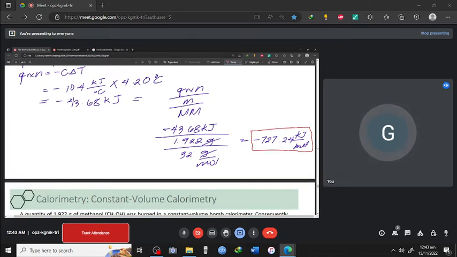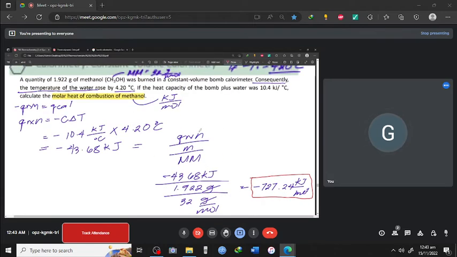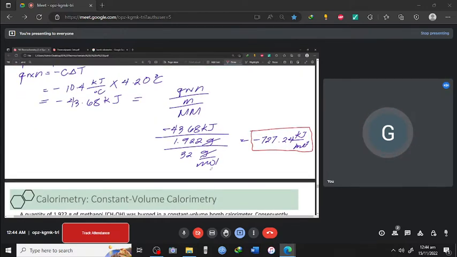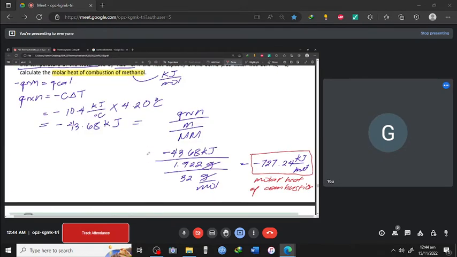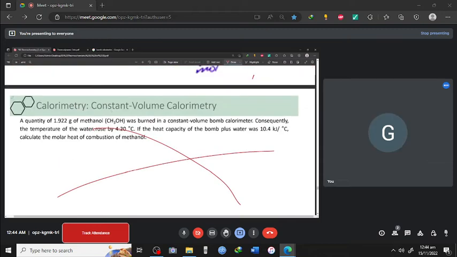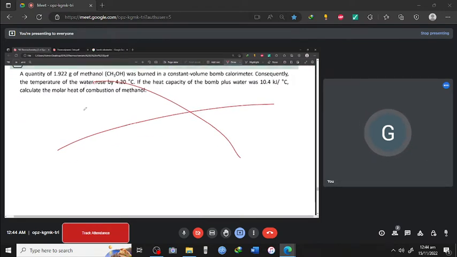Okay? So, bakit siya ulit dinivide sa mole? Kasi yung pinapahanap sa question ay yung molar heat of combustion. So, ito yung tinatawag nating molar heat of combustion. Okay? So, yun lang yun. Very easy, no? Napakadali lang i-apply yung calorimeter. Okay? Moving forward, again, this slide is sobra lang.